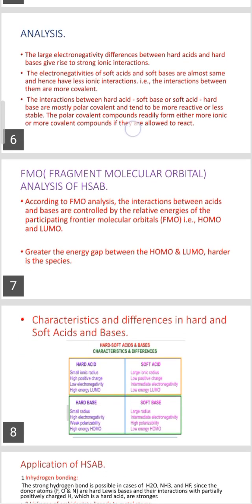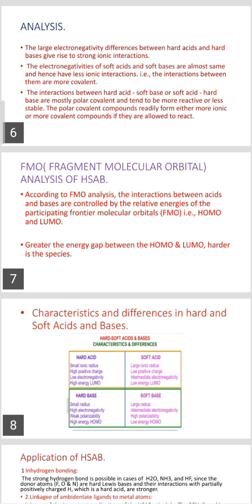Now, let's look at the concept under FMO, that we call fragment molecular orbital. This is majorly used when the electrophilic and nucleophilic molecules want to react. According to fragment molecular orbital analysis, the interaction between acids and bases is controlled by the relative energies of the participating frontier molecular orbitals, which are HOMO and LUMO. This is majorly useful under the concept of crystal field theory.